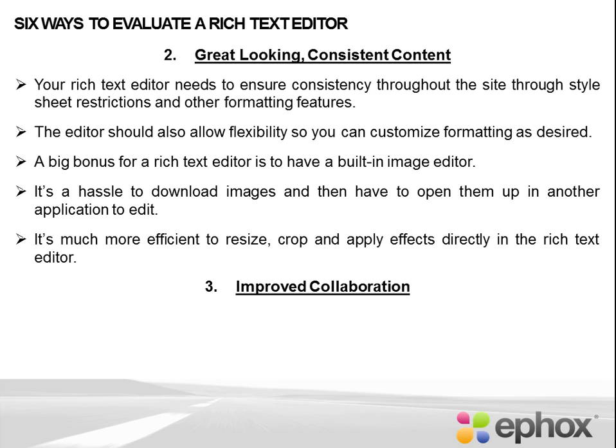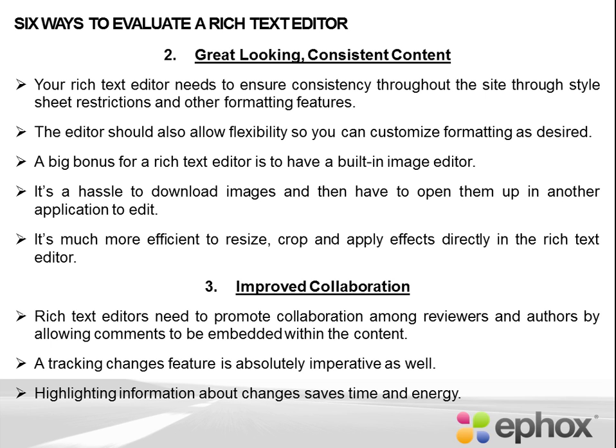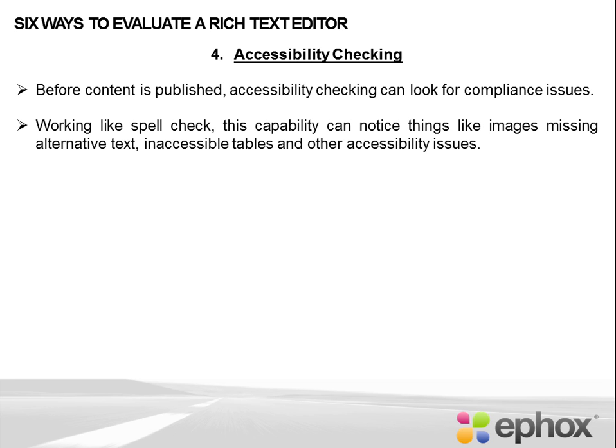Number 3, improve collaboration. Rich text editors need to promote collaboration among reviewers and authors by allowing comments to be embedded within the content. A tracking changes feature is absolutely imperative as well. Highlighting information about changes saves time and energy. Number 4, accessibility checking. Before content is published, accessibility checking can look for compliance issues. Working like spell check, this capability can notice things like images missing alternative text, inaccessible tables, and other accessibility issues.